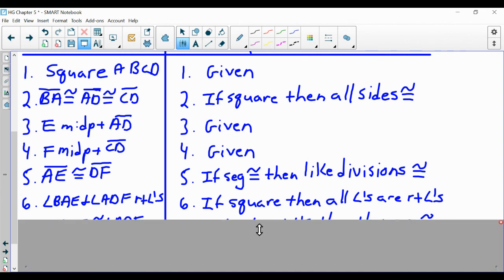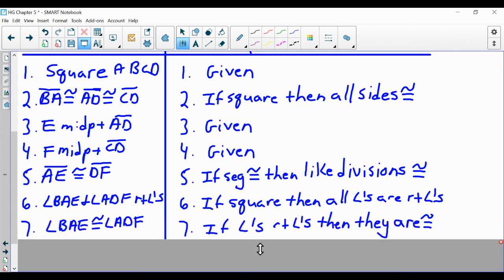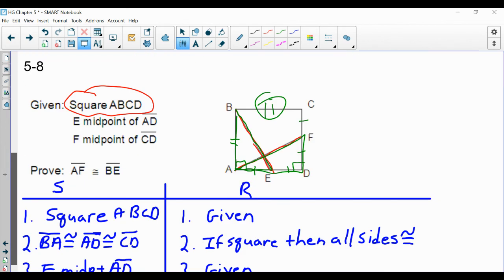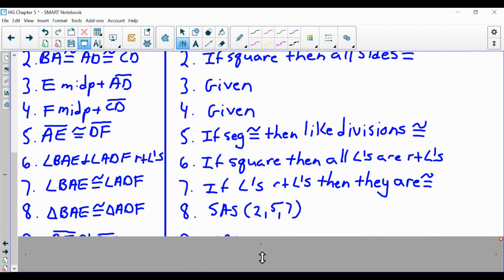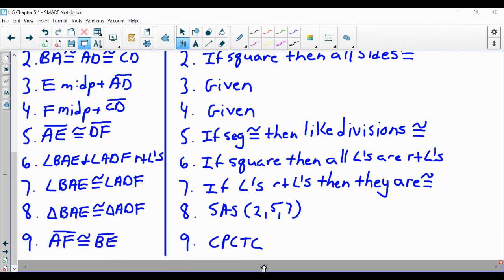And then we have right angles because it's a square, right? If square, then all angles are right. And because we have right angles, those angles are indeed congruent. Now we do have to say that because we're using side angle side and not HL. And there's our side angle side, and then our CPCTC. So AF is congruent to BE.